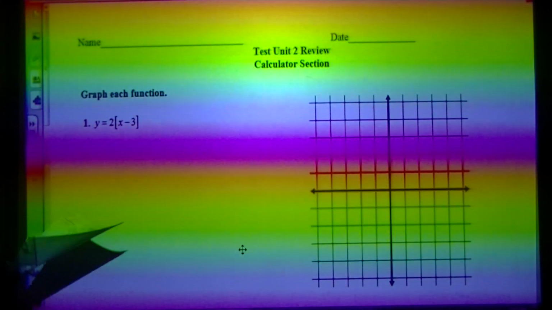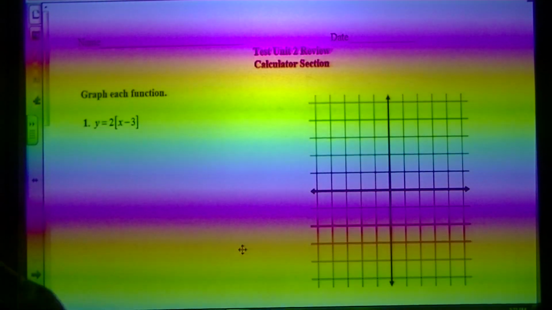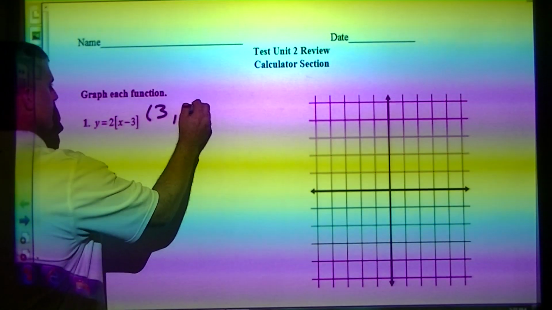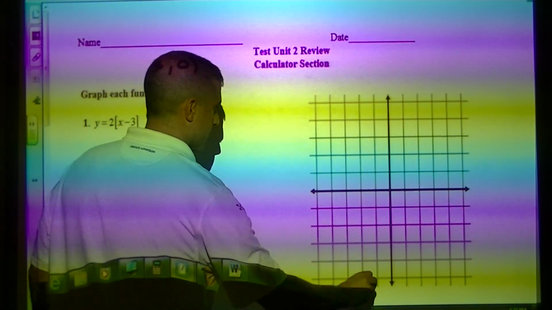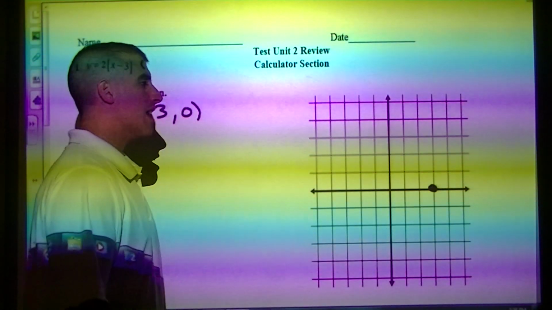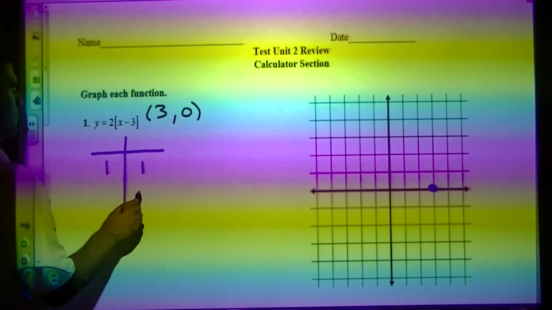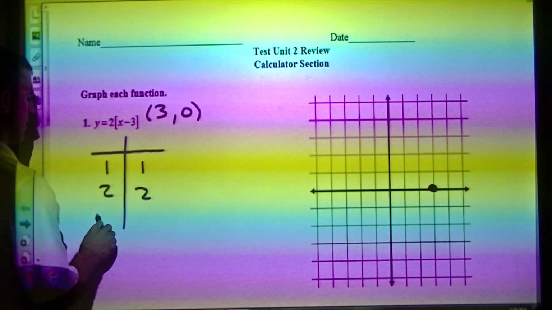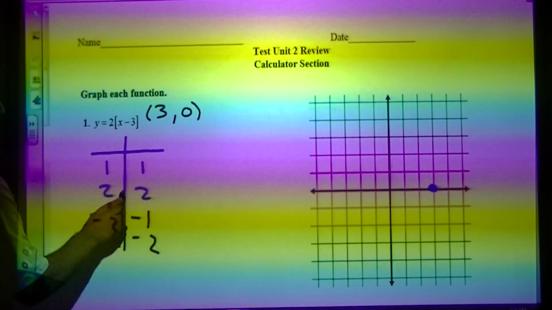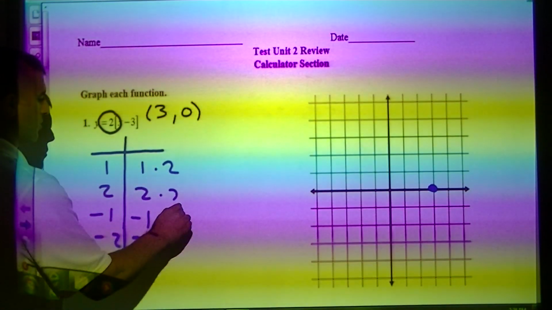First example here is a step function, 2 with x minus 3. So my anchor point here is (3, 0). Okay, so I'm going to go right 3: 1, 2, and 3. And now for the step function, our basic values are 1, 1, 2, 2, negative 1, negative 1, negative 2, negative 2. Since we have this 2 out front, I'm going to multiply all the y's by 2.